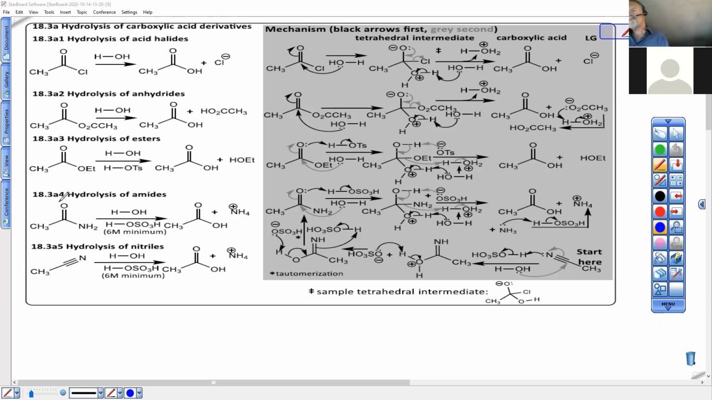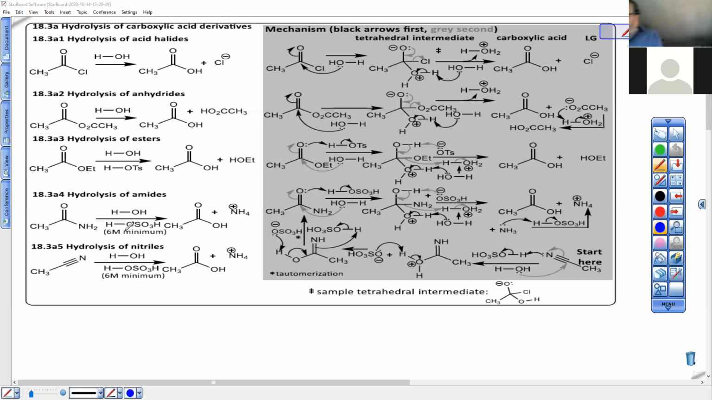And amides, same story. They're even less reactive than esters. So not only do we need a strong acid catalyst, but we need a very, very large excess of that acid catalyst to push equilibrium away from an unfavorable situation towards the hydrolysis products. Similarly with nitriles. In fact, the hydrolysis of a nitrile creates first an amide, and then the amide undergoes the hydrolysis that we're going to see with the amide hydrolysis.